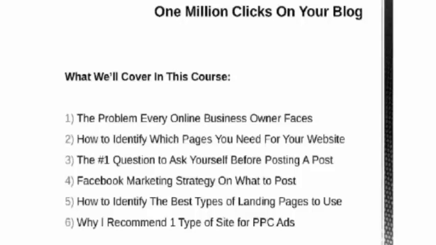Then the last lesson will be why I recommend one type of site for pay-per-click ads. Now, you guys all know that I spend money on paid traffic, and pay-per-click is the absolute quickest way to get results and find out if your pages are going to convert and if people like the content that you have. That's the absolute quickest way to do it, is to spend money on pay-per-click.